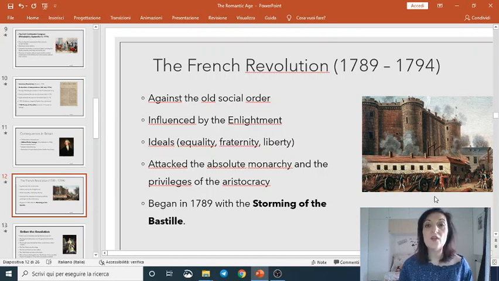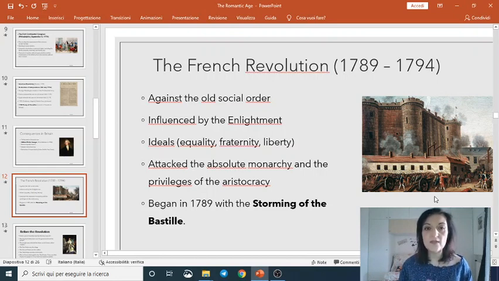Okay, the French Revolution. We said what a revolution was. It's a very rapid, dramatic change that changes things in a very short time. And the French Revolution was a revolution. In France, we change from a monarchy to a republic, and it happens in some years, very, very fast. That's why it is a revolution.